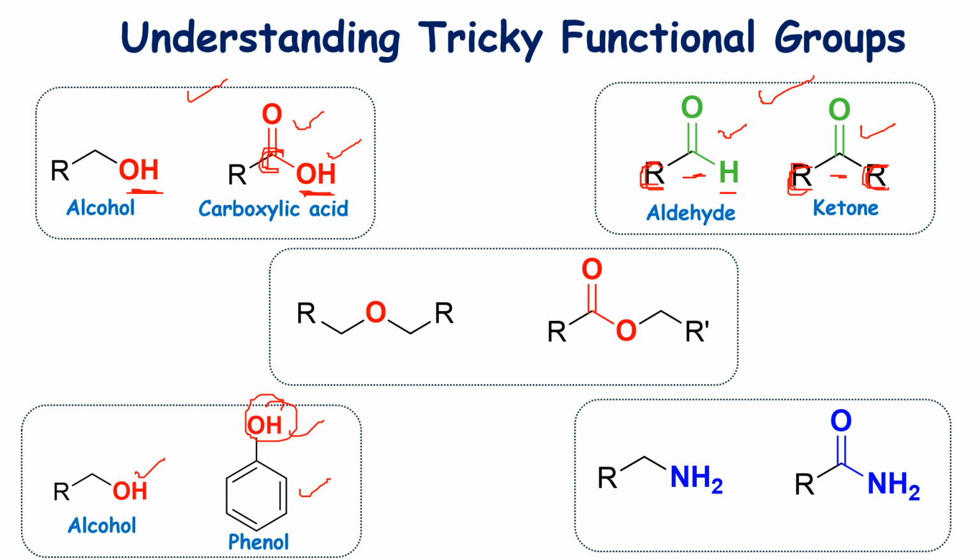The next two are often confusing and commonly mixed up. In the first case, oxygen is single bonded to the carbon on both sides, which defines it as an ether functional group. In the second case, oxygen is also single bonded to the carbon on both sides, but this oxygen is attached to the carbonyl carbon. The oxygen is next to the carbonyl group.